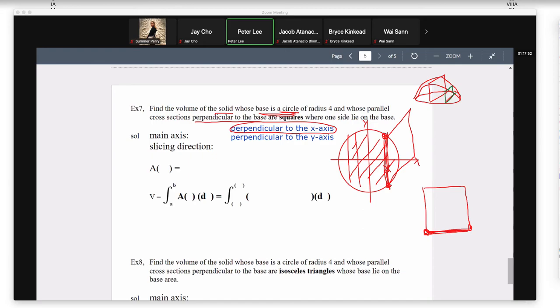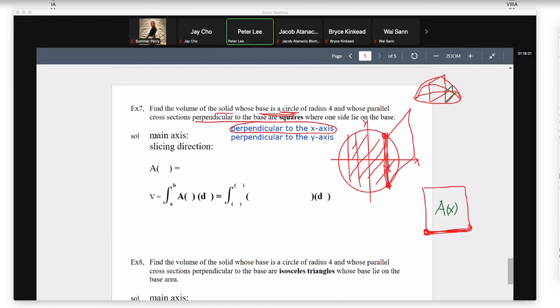It's kind of hard to draw a three-dimensional solid on a two-dimensional screen. Okay, so anyway, that's what you get. But this is good enough. When you do these kinds of problems, you don't need to draw a three-dimensional picture. All you have to do is draw the XY plane, and then separately draw a cross section. So in this case, the slicing direction is dx. So this will be our A of x.